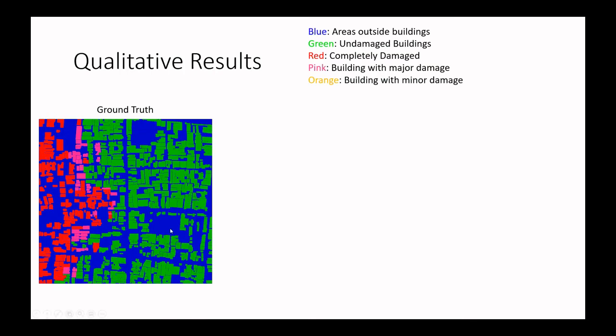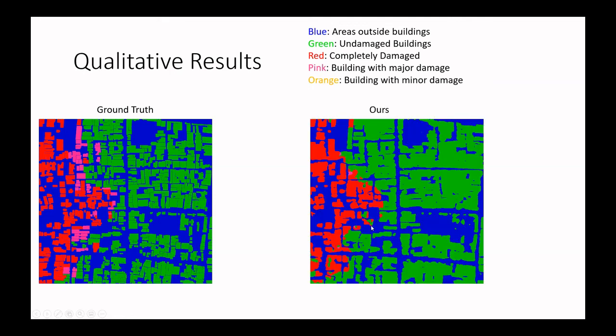So this is the ground truth. Here you see green is undamaged, red is complete damage, pink is building with major damage, orange is building with minor damage. These are ground truths. Each pixel has a label. And this is our results. So it's pretty close, which was very good.